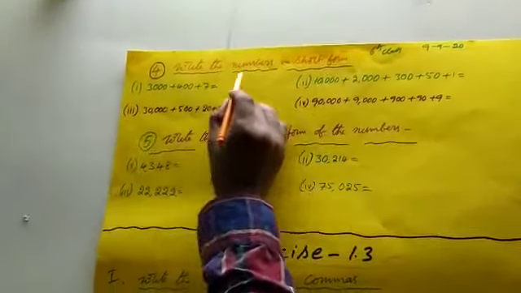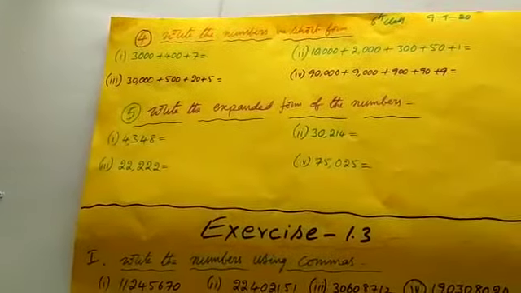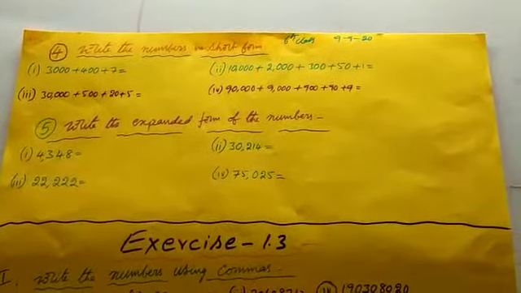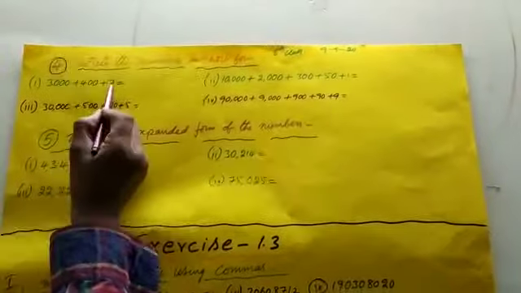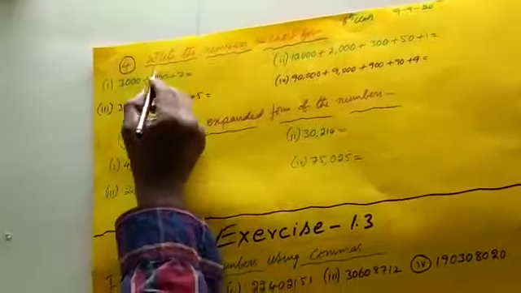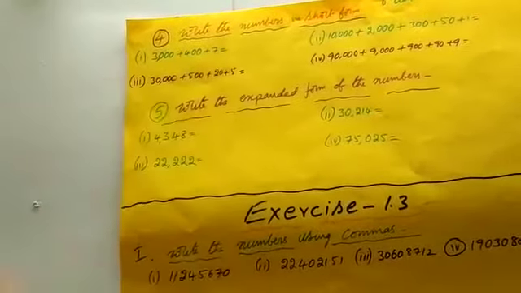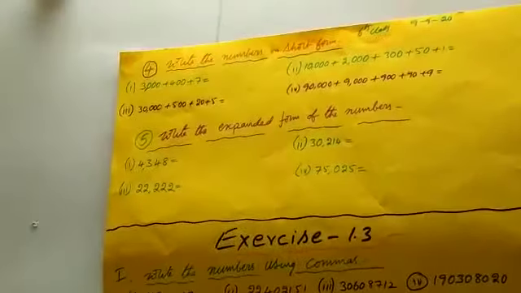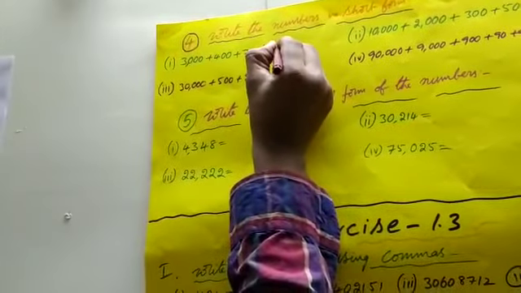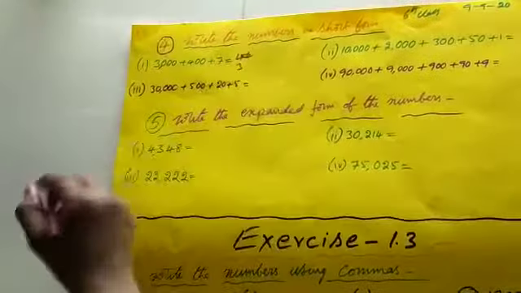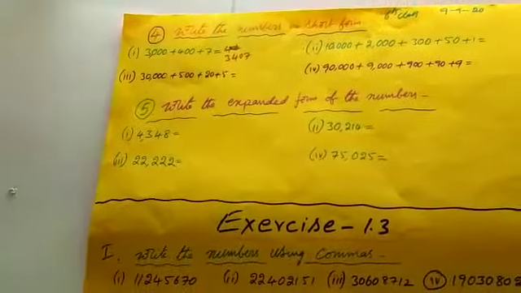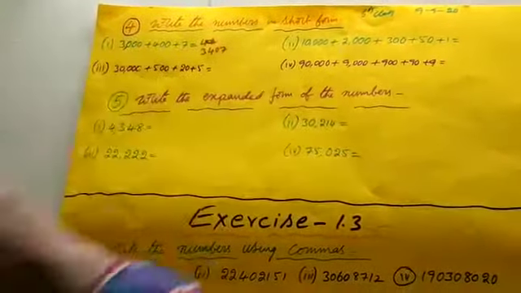Write the numbers in the short form. What is the meaning of write the numbers in short form? What is the meaning of short form? Simple. See, ones, 87, okay. 3,407. This is the short form of the expanded form.